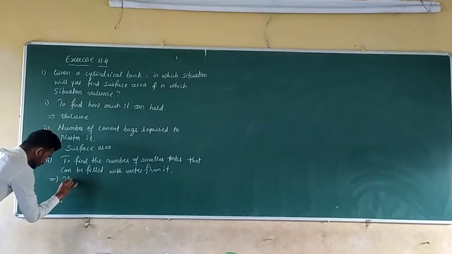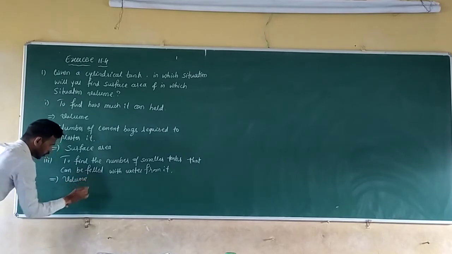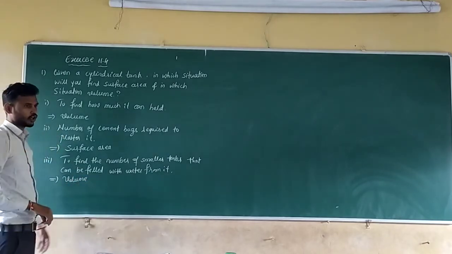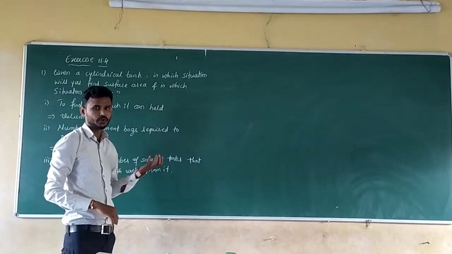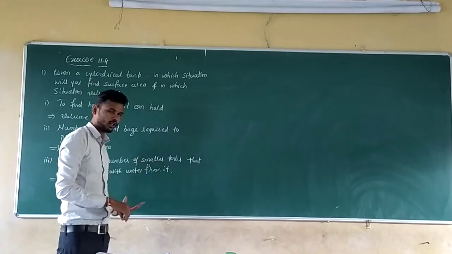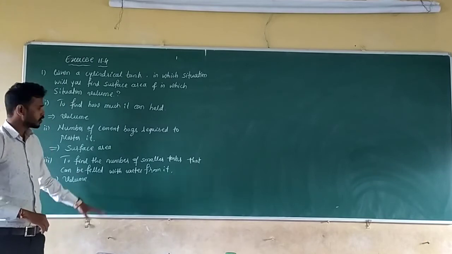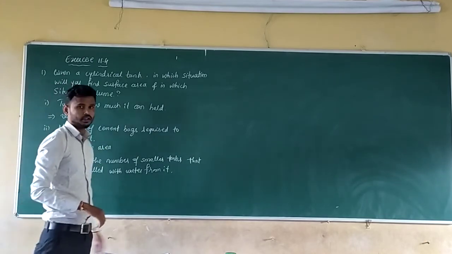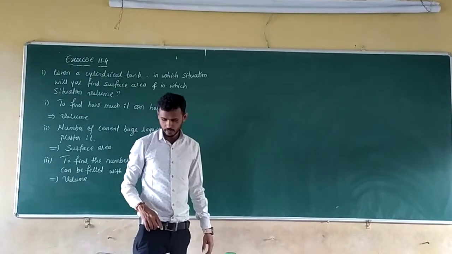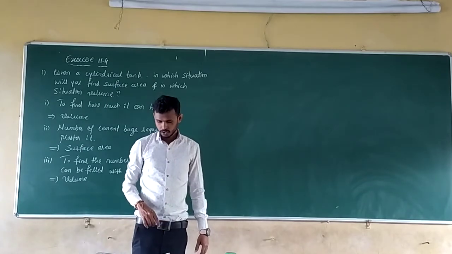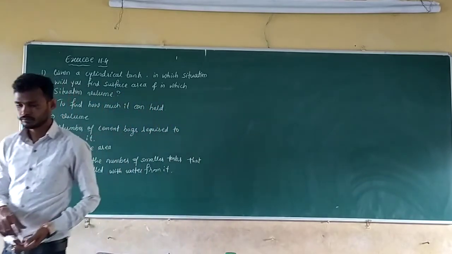So here it is volume, the capacity of the smaller tanks. How many or how much water those can hold. That means the capacity of the tanks means the volume of the tanks we need to find. So this is the solution of the first main question of exercise 11.4. We'll see the next question.